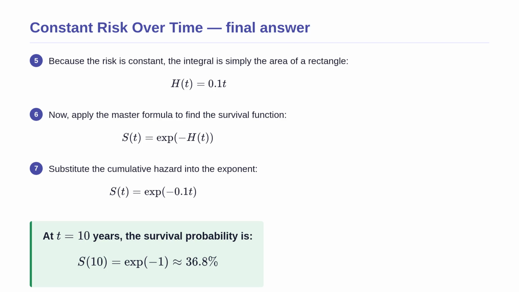Continuing with our calculation, integrating a flat constant is as simple as finding the area of a rectangle. The cumulative hazard function becomes 0.1 times t. This tells us the total accumulated danger grows in a perfectly straight line. Finally, we use our master formula, plugging in the negative cumulative hazard to find the survival function. The survival chance drops in a smooth curve known as exponential decay. If we plug in 10 years, we find the survival probability is about 36.8%. We have made a highly precise prediction from a very simple starting risk.